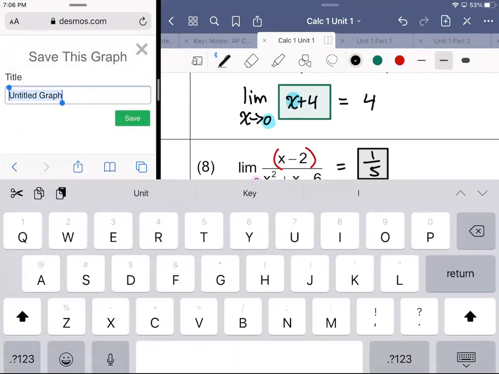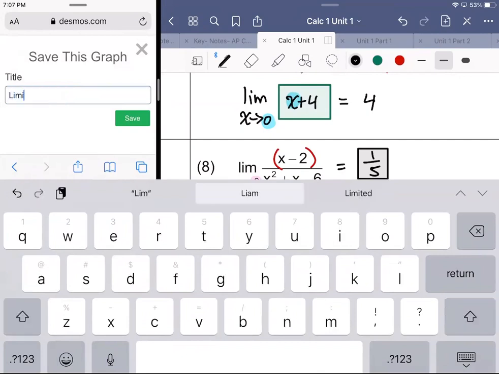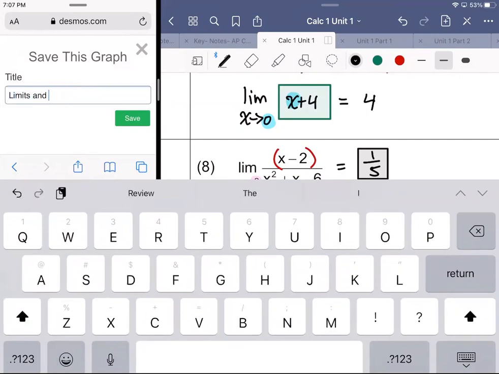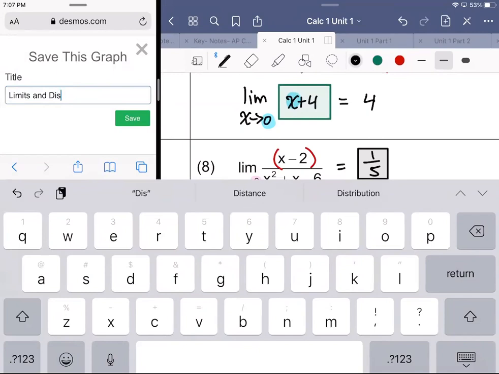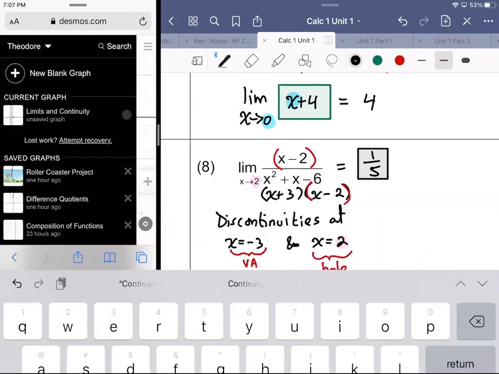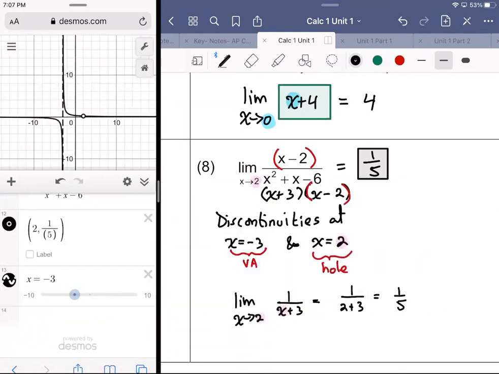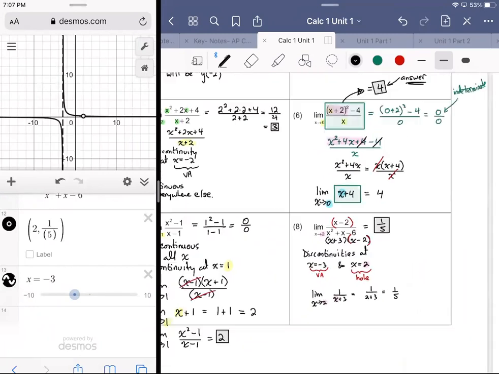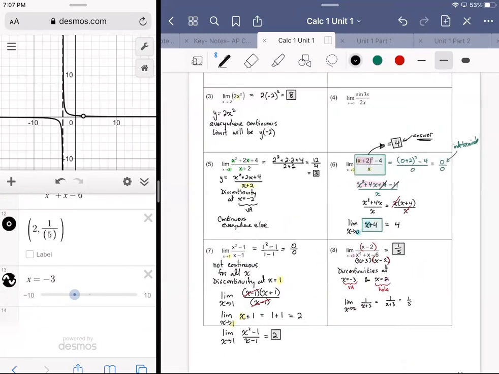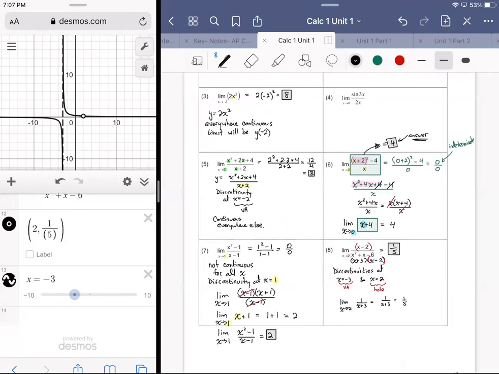All right, so this is limits and discontinuities. You know what? I'll say continuity, because there is one case where it's continuous. All right, and I'll get this up on Blackboard for you later. All right, but there was that one that's kind of staring at us.